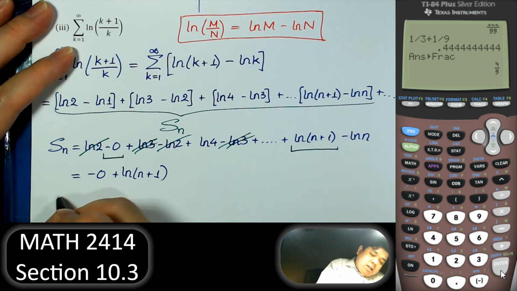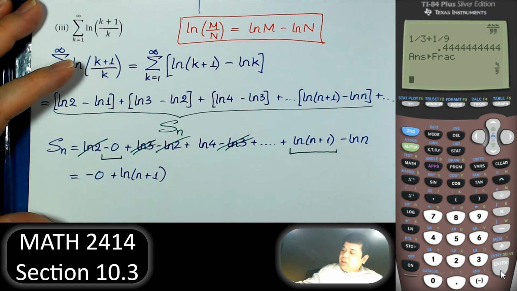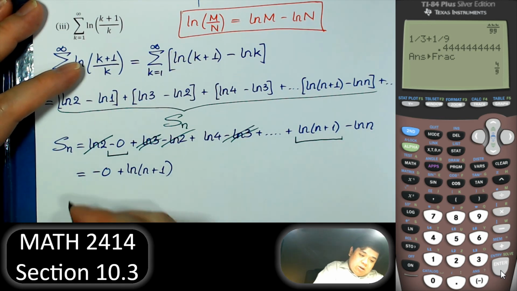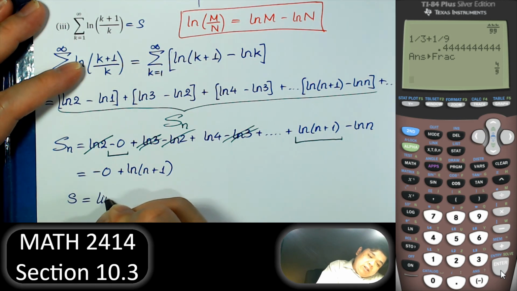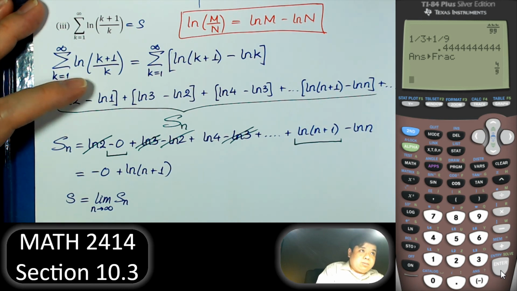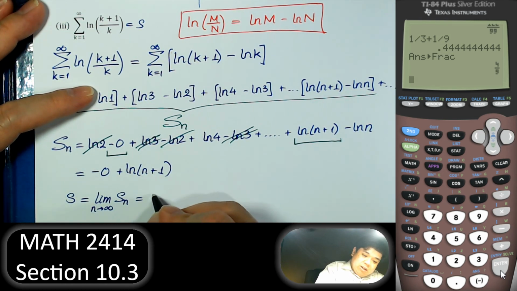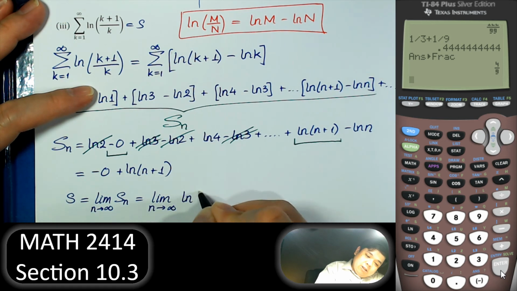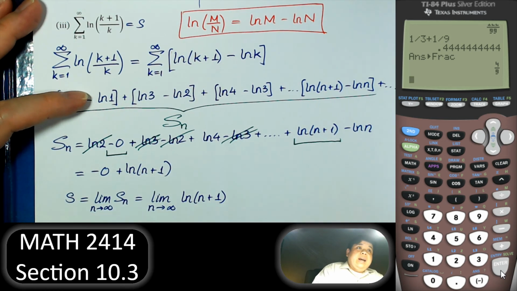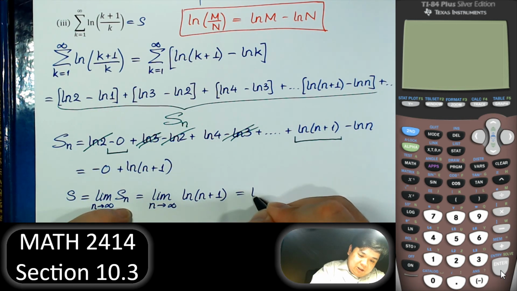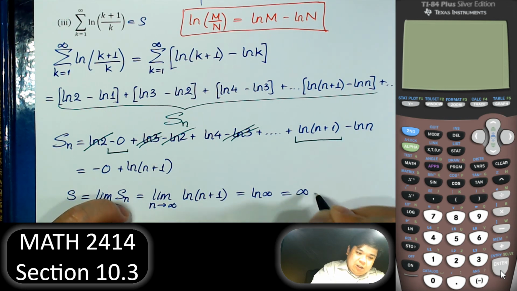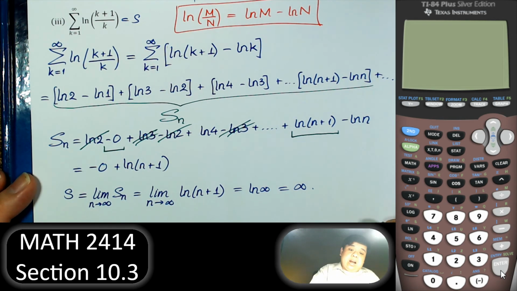So how do we write that? For the series, as n goes to infinity of s of n, we're going to take the limit of this. And we have ln of infinity, which is infinity. So because of that, this series diverges.